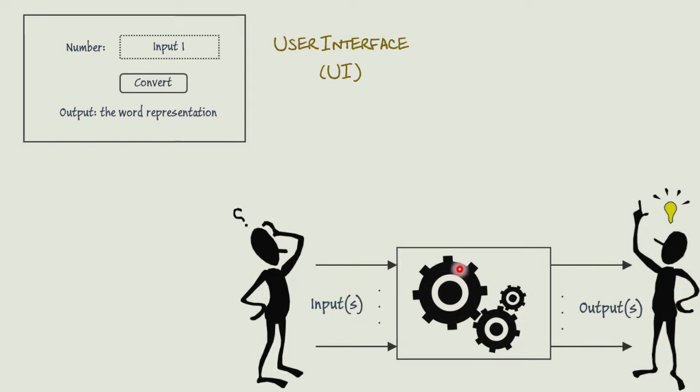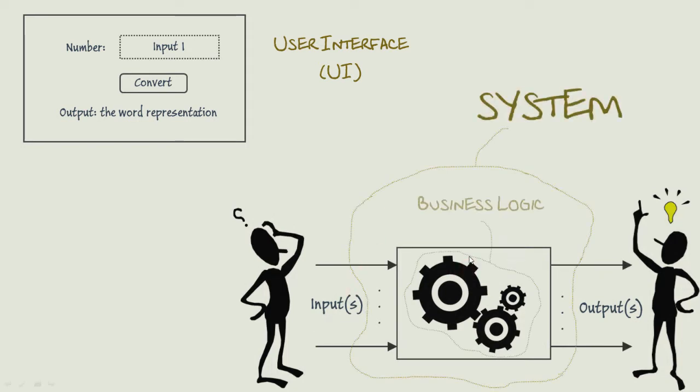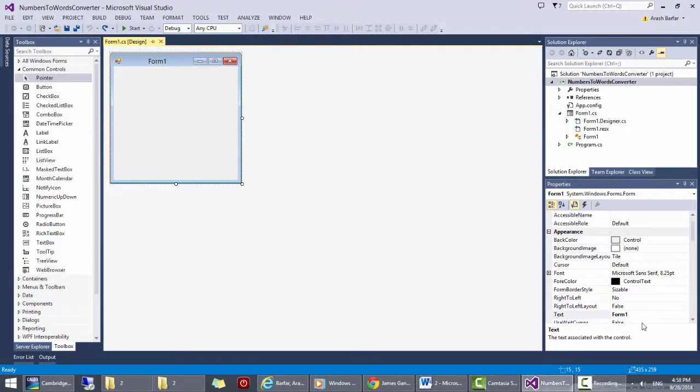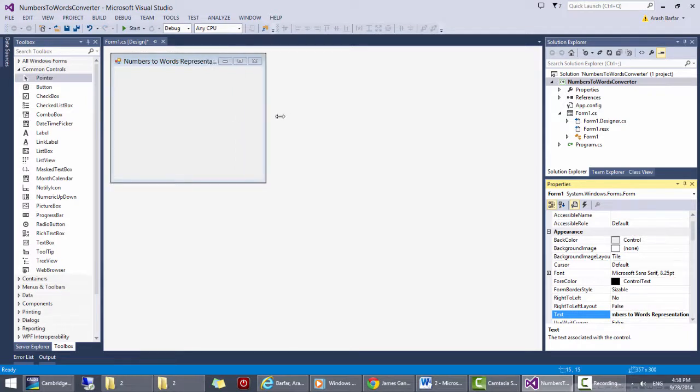The application is going to process the number with the code that we are going to write and returns the output to the user. So let's quickly create a project under the name of Numbers to Words Converter, design the user interface, and please remember to keep this project as we are going to use it in the next few videos.